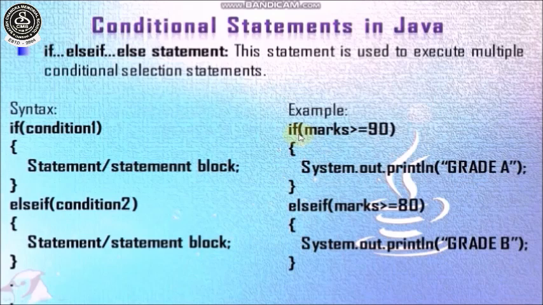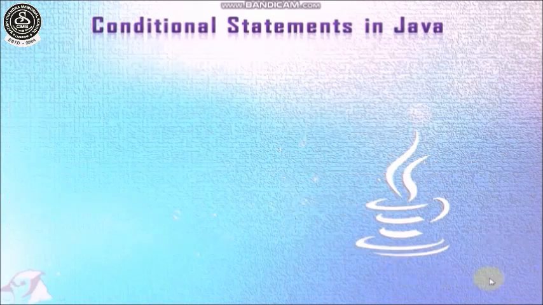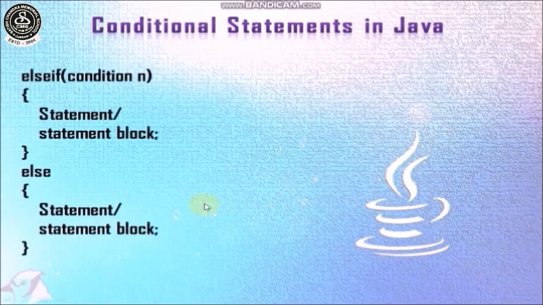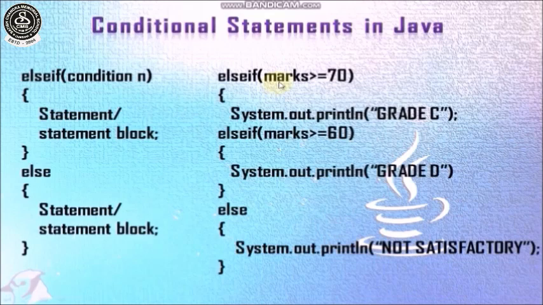For example, if marks greater than or equal to 90, then system.out.println grade A. Else if marks greater than or equal to 80, system.out.println grade B. And likewise, else if condition n, then the statement block ends. Any number of statements. Else, if neither of these conditions is true, then the else part will be executed. So else if marks greater than or equal to 70, grade C. Else if marks greater than or equal to 60, grade D.